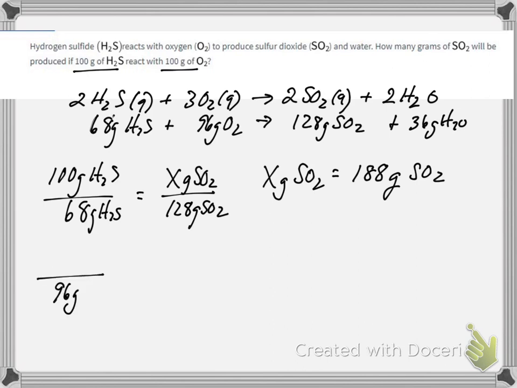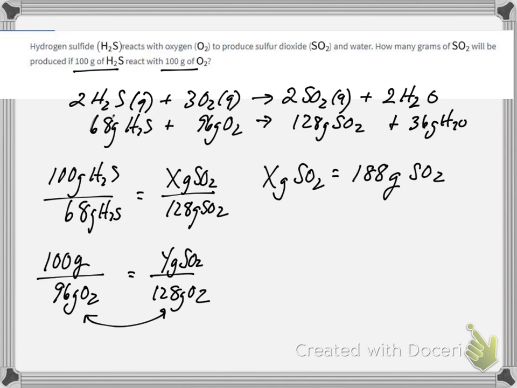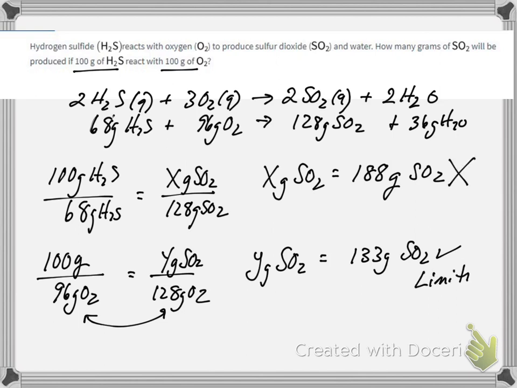Do the same thing for oxygen, so 96 grams of oxygen makes 128 grams of SO2, right? That's from our chemical reaction, but we don't have 100 grams. We have 96 grams. We're just a little bit more, so we expect the answer to be very close to 128. We call it Y. Solve for Y grams, and it's 133 grams of SO2. So we now identified oxygen as the limiting reactant, and the maximum mass we can make is 133 grams.